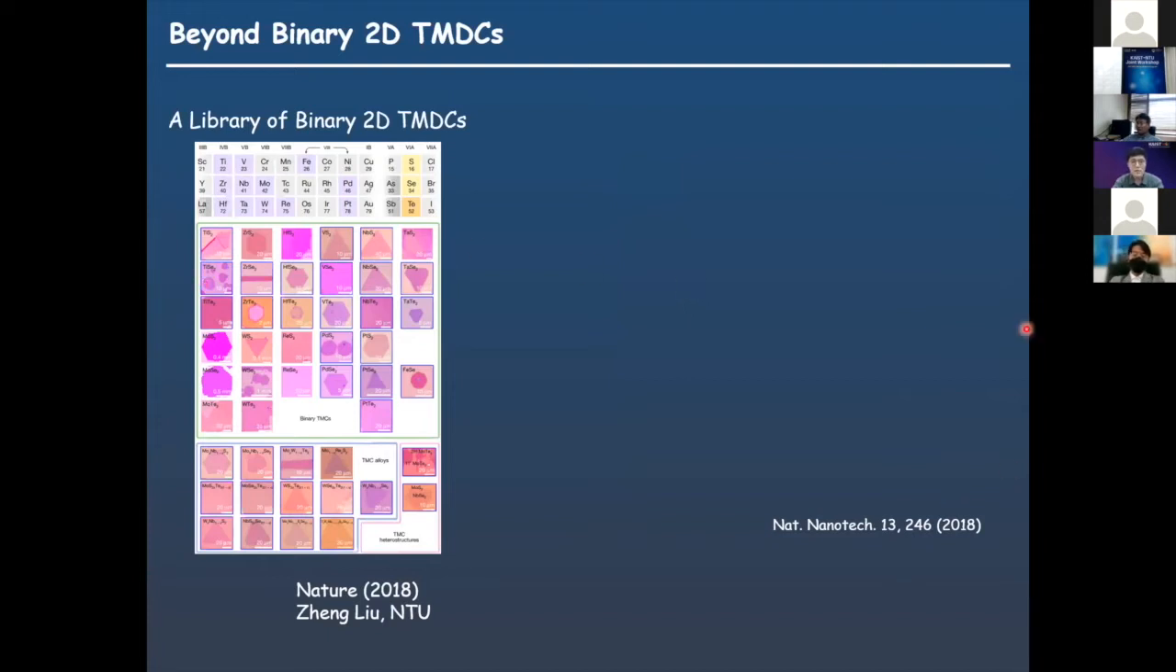So what would be the next in terms of extension of the material class? Regarding the binary transition metal system, my colleague Zheng Liu at NTU reported brilliant work on the growth of various 2D TMDs and their corresponding properties.